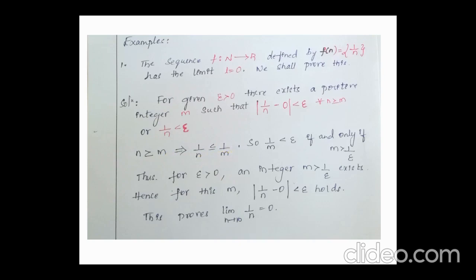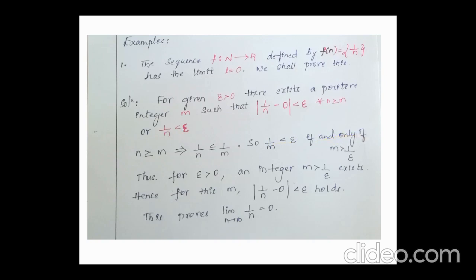Now 1 by n is less than epsilon. That implies 1 by m is less than epsilon. Why? Because we have 1 by n is less than or equal to 1 by m, which means 1 by m is greater than or equal to 1 by n. But 1 by n is less than epsilon. Therefore we get 1 by m is less than epsilon.